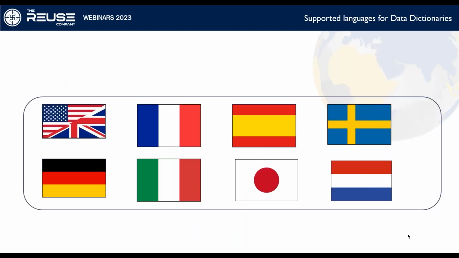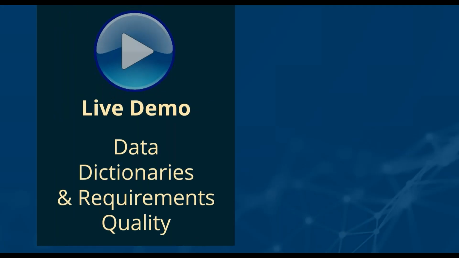And right now with the tool, we can work in different languages, up to 8. Some languages are under development right now. So if one of your languages is right here, then that means you could start building your own project data dictionary to work with the tools.